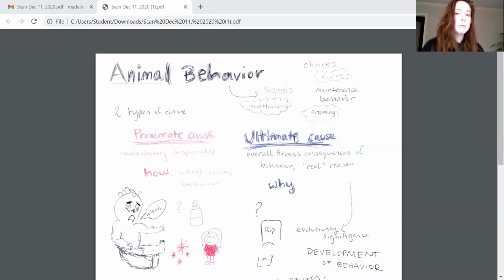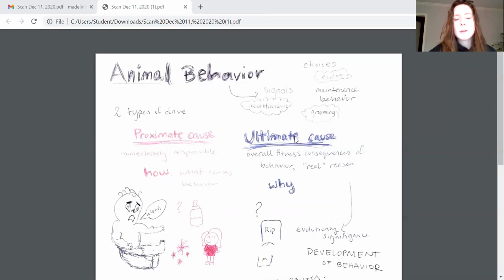I'm going to be talking about animal behavior, which you can break down into the choices that animals make. You can look at examples such as signals or maintenance behavior. Something I thought of for maintenance behavior was grooming, like we saw in one of our projects in class with gorillas, I think. And then signals, such as neurotransmitters that we learned about in the nervous system.